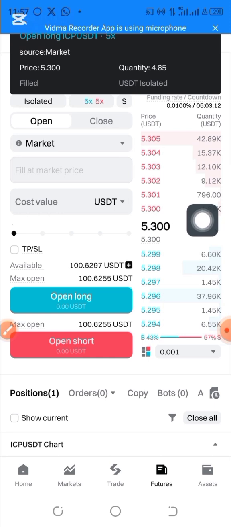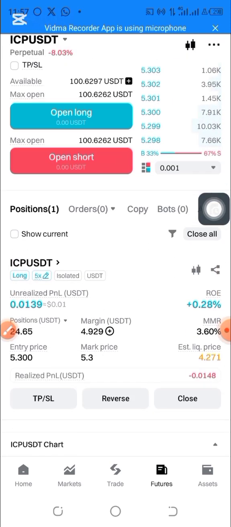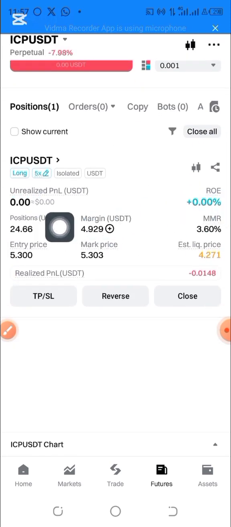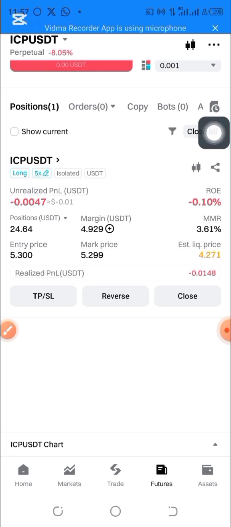Alright, successful. If I come down here to see my position, I'll have $25 here. I have entered this ICP trade with just $5 at 5x under isolated mode, so I have $25 as my position under ICP. And you can see here, I will get liquidated once the price of this ICP gets to 4.271 cents. Then I will come here and set my stop loss and my take profit. I've made a video about how to set your stop loss and your take profit. Go and watch my previous videos on futures trading.